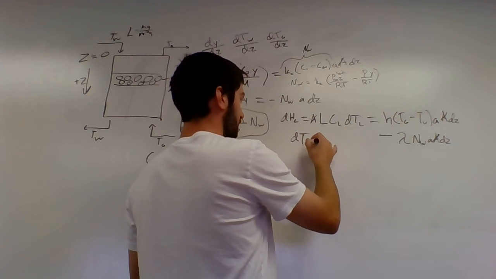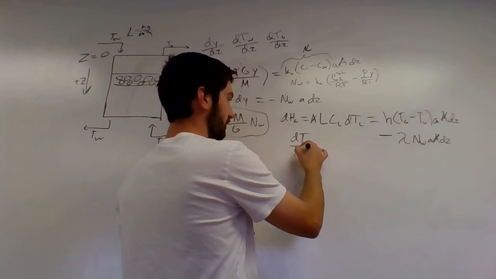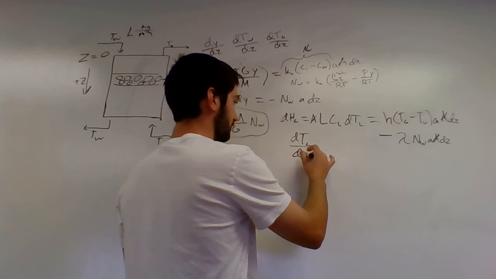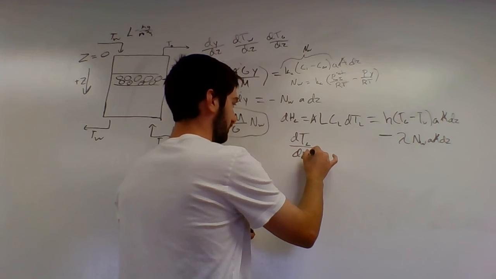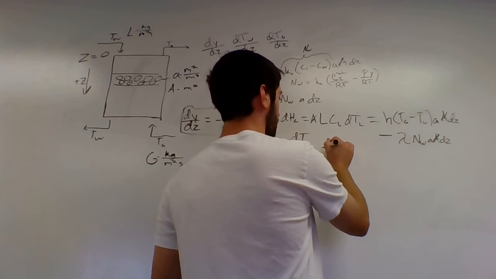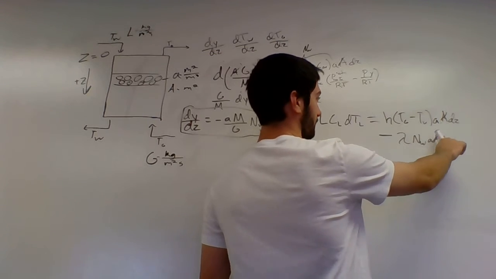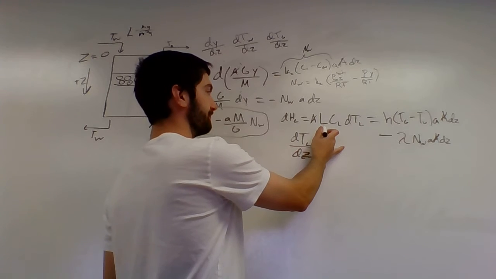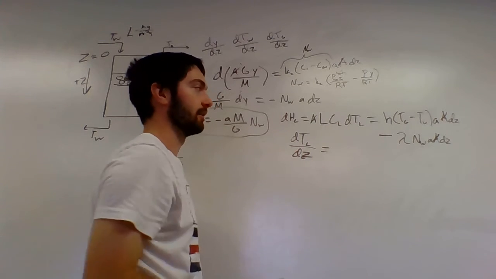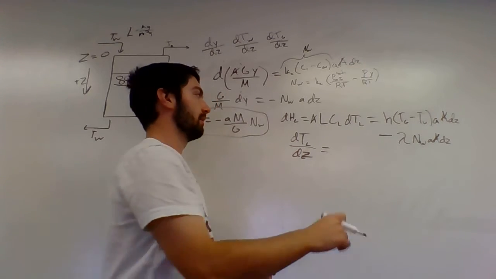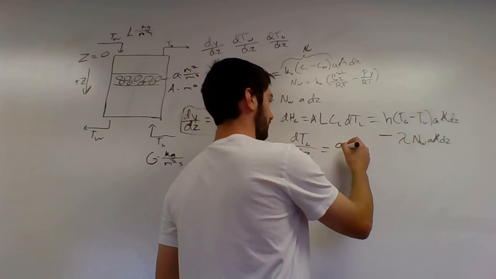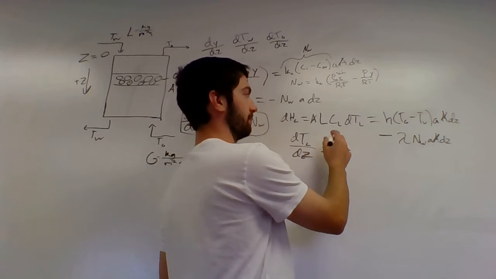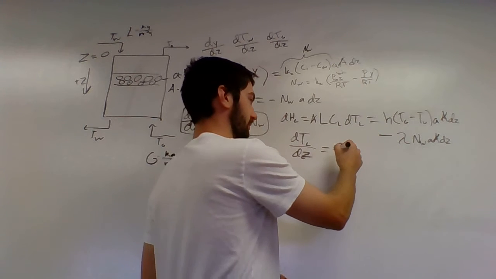So we have change in temperature over change in position. And on the right side, we have a common term of the specific area in both terms, and then we have this liquid flow rate and the specific heat of the liquid. So we'll combine those. The A is multiplied, and once I divide these onto the other side, it would be in both terms.